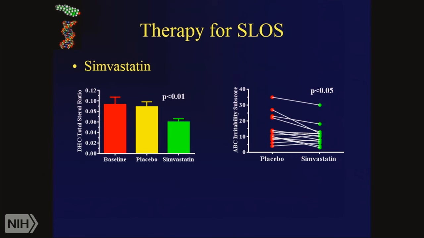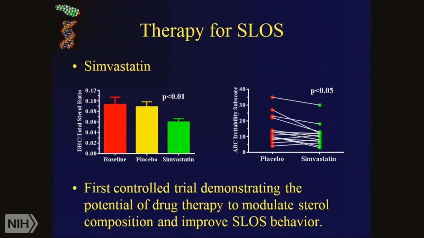But also when we looked at our primary outcome measure, behavioral outcome measure, and in this case we were using the irritability subscale, we could actually see that we had a decrease in the simvastatin treated group versus the placebo treated group. So this was the first controlled trial demonstrating the potential of drug therapy to alter sterol composition and actually improve SLOS behavior.